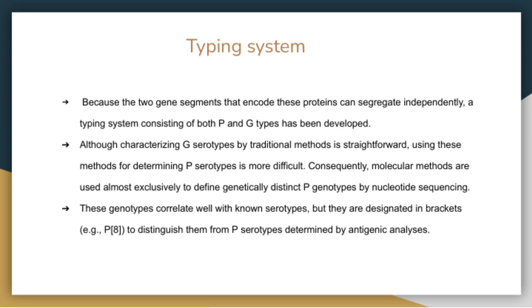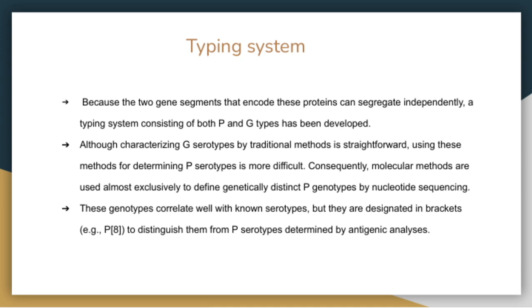Although characterizing G serotypes using traditional methods is fairly straightforward, it's a different story for P serotypes. These are more challenging to determine with conventional techniques, which is why we now rely heavily on molecular methods. Specifically, we use nucleotide sequencing to define genetically distinct P genotypes. These genotypes usually match well with the known serotypes, but to distinguish them clearly, we put them in brackets, like P8.